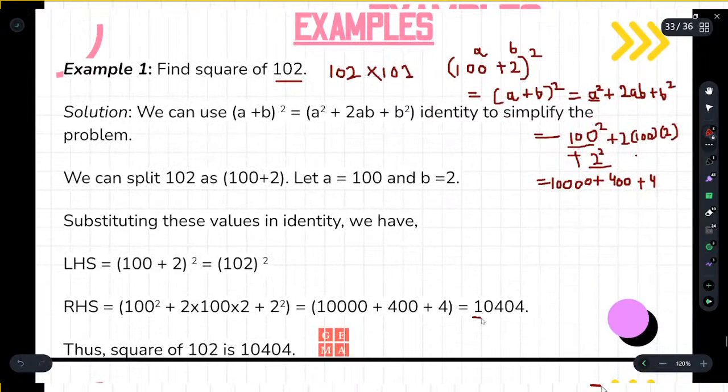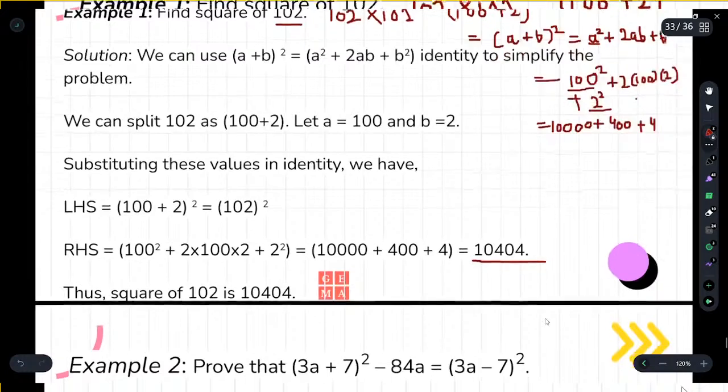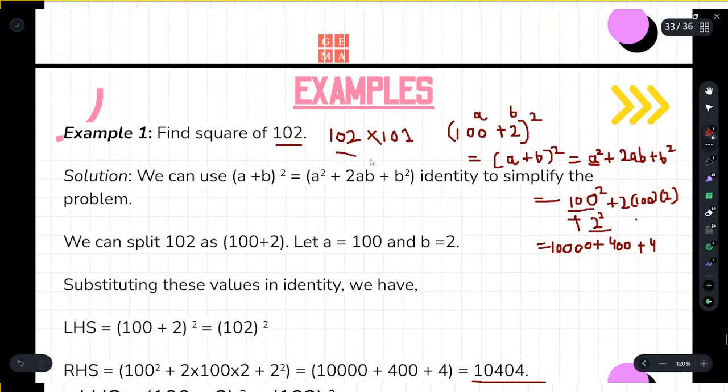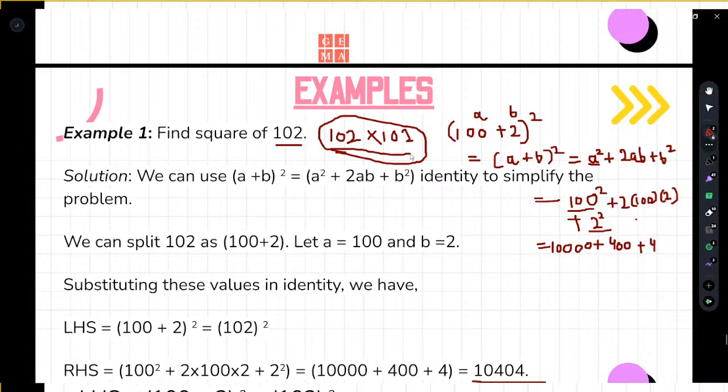Simplifying it, I get 10404. So didn't it become easier now? Instead of multiplying it, it would have become lengthy. But we just disintegrated this into smaller numbers which have easier calculations. 100 has easier calculations, right?